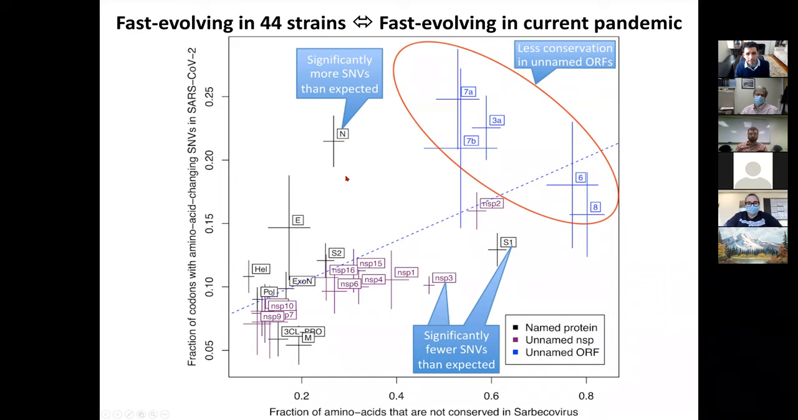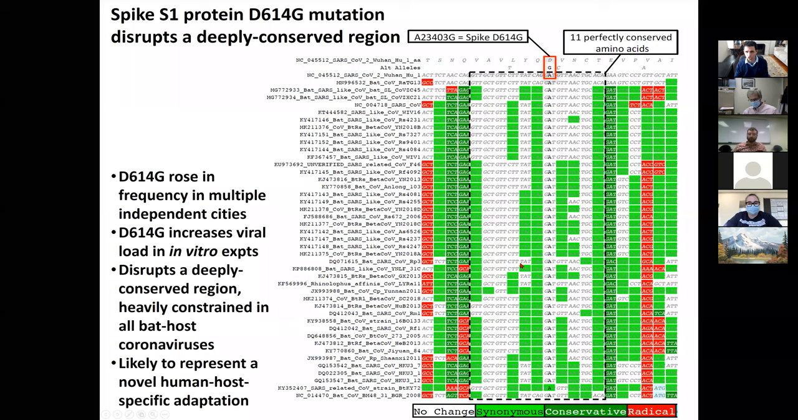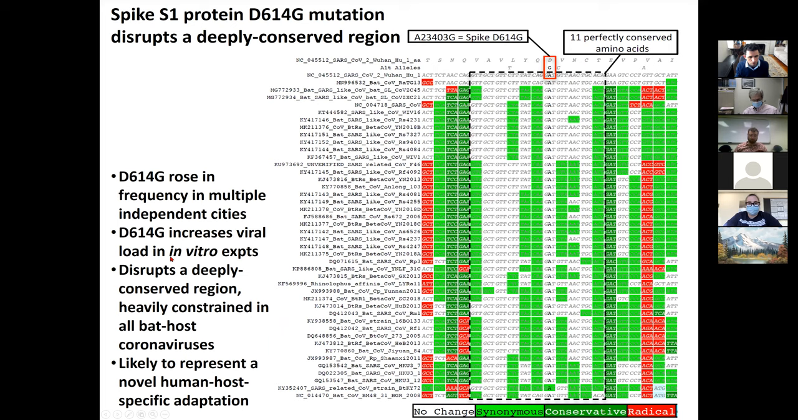So basically, let's look now at S1, which is very rapidly evolving across species, but slowly evolving in the current pandemic. And there's actually something funny going on in S1, which goes exactly in the opposite direction of this observation. Namely, the D614G mutation that you've heard about, which rose in frequency in multiple independent cities, and which actually increases viral load in in vitro experiments.